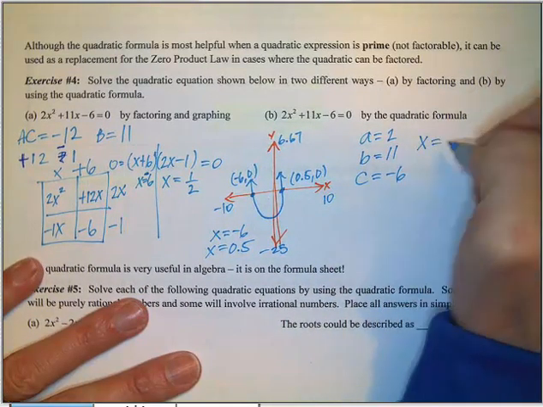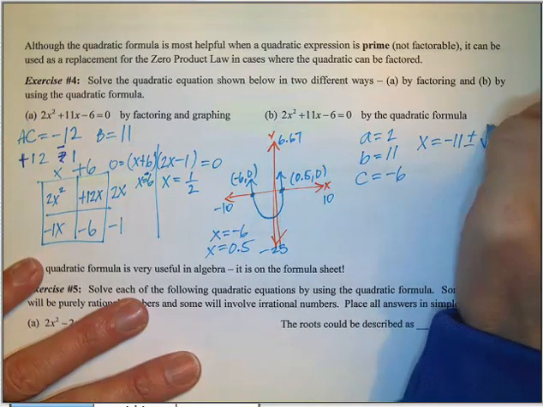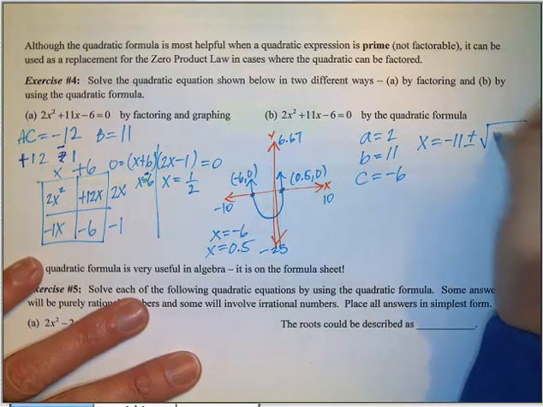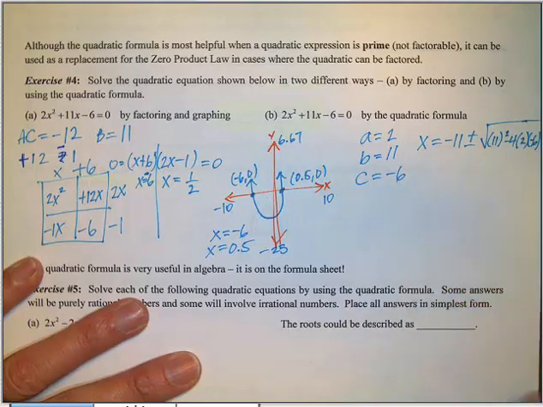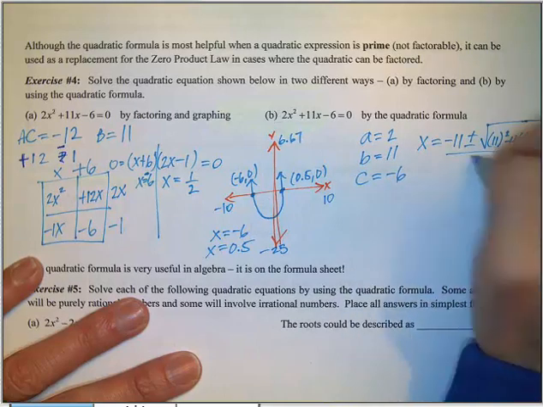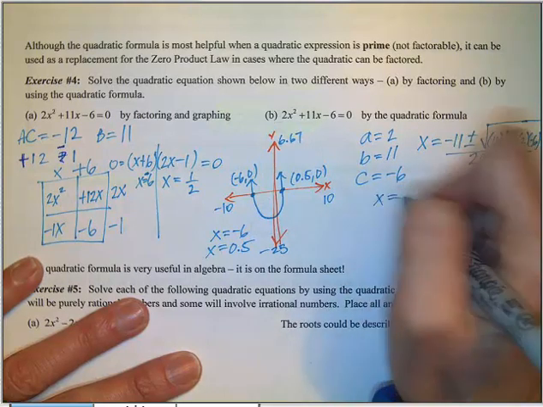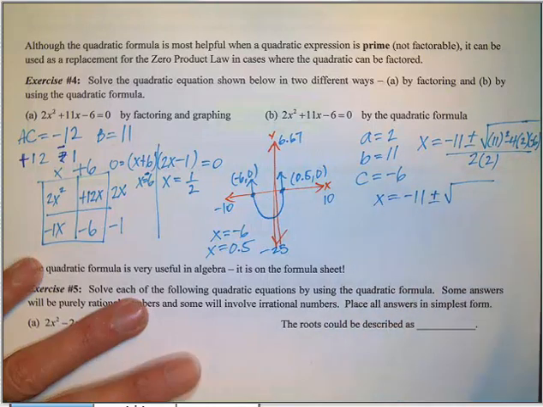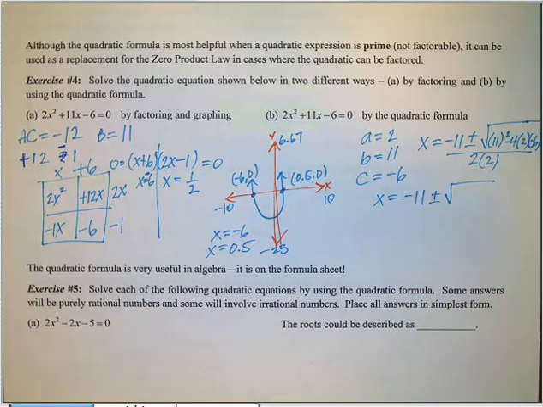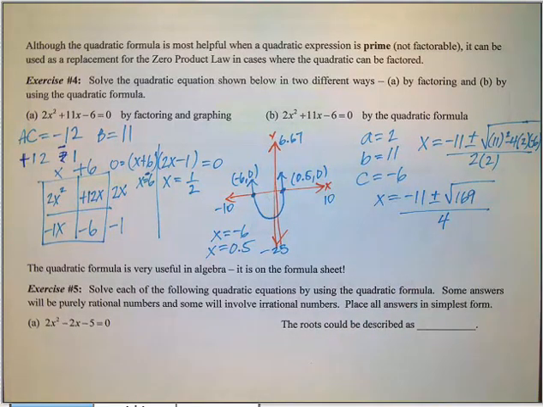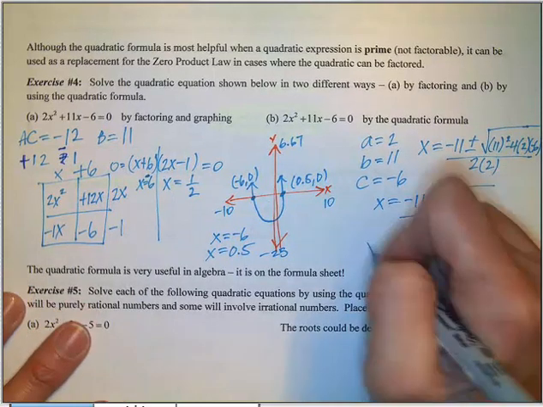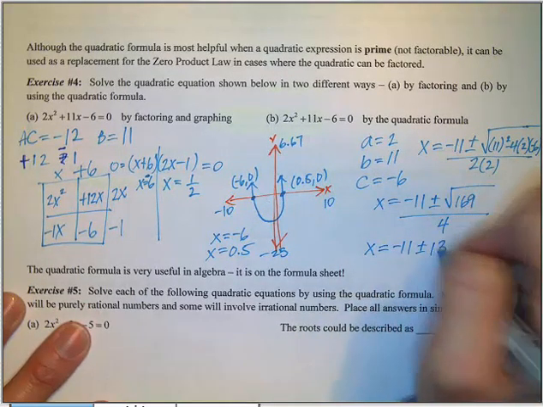So x equals negative b plus or minus square root b squared minus 4 times a times c, squeezing that in, all over 2a. So x equals negative 11 plus or minus the square root of 169 over 4. Now 169, if I do factor, I get 13 squared, so it's a perfect square. So x equals negative 11 plus or minus 13 over 4.